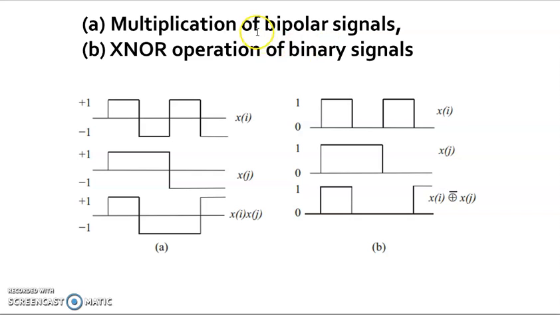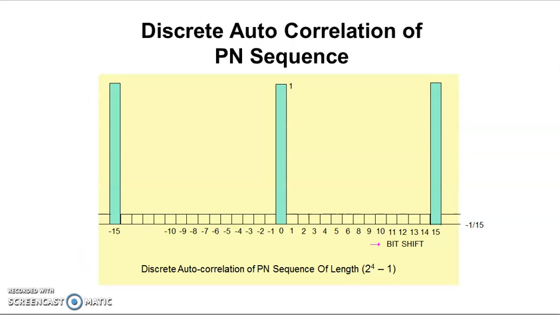We can say that the multiplication of bipolar signals here is the XNOR operation of a binary signal, and this is used to generate the symbols for the given shift register. It's just like an autocorrelation sequence. Now we see that we have a normalized discrete autocorrelation of the PN sequence here.